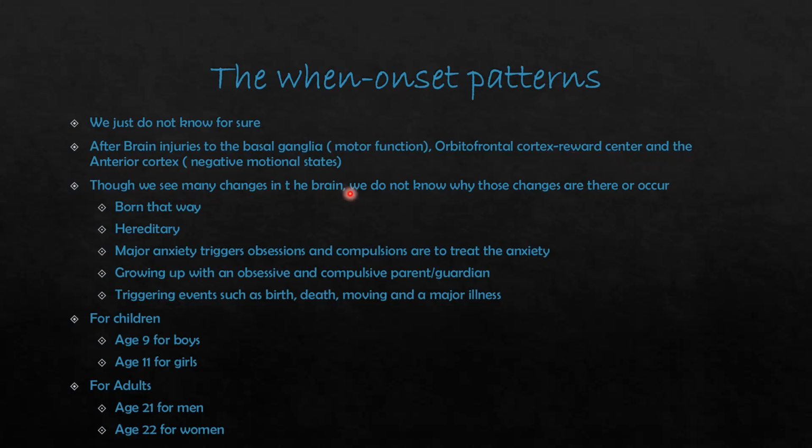We see changes in the brain, and we do not know why the changes happen, but we're either born that way, it's hereditary, it's major anxiety, growing up with an obsessive compulsive parent or guardian, or triggering events like moving or major illness. For children, it's age 9 for boys, age 11 for girls. Adults, 21 for men, 22 for women.